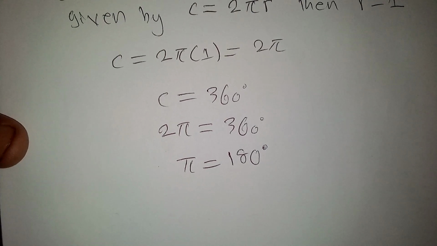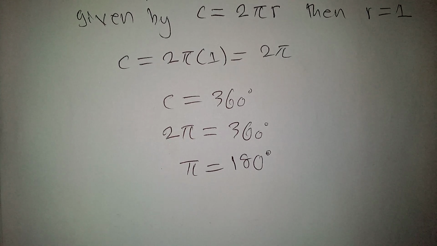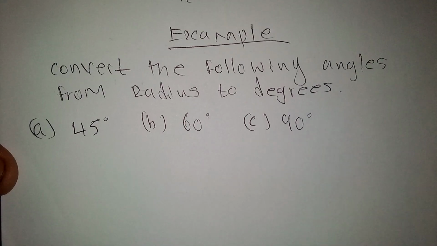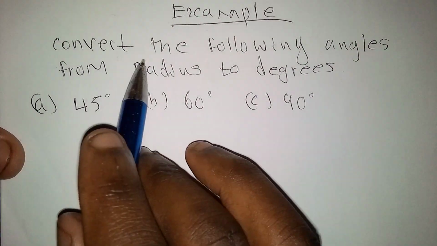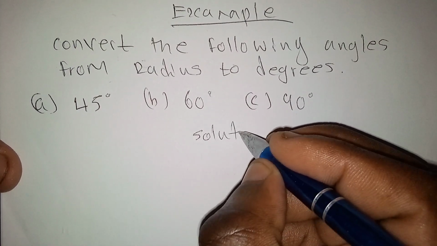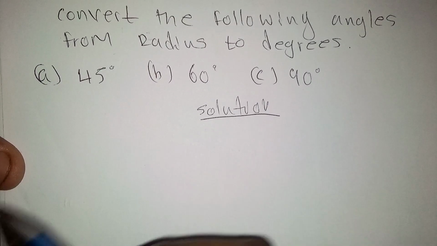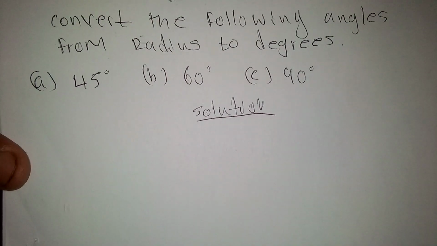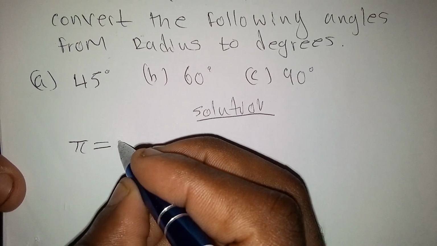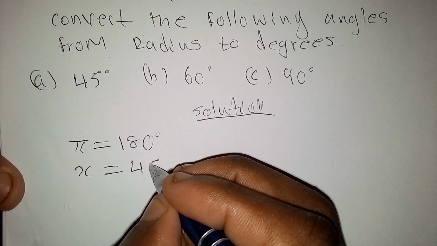Okay, so now let us look at an example for converting angles between radians and degrees. Example 1, convert the following angles from degrees to radians. Solution. We are going to use the same relationship of pi radians equal to 180 degrees. So we have pi equal to 180 degrees, then x is equal to 45 degrees.